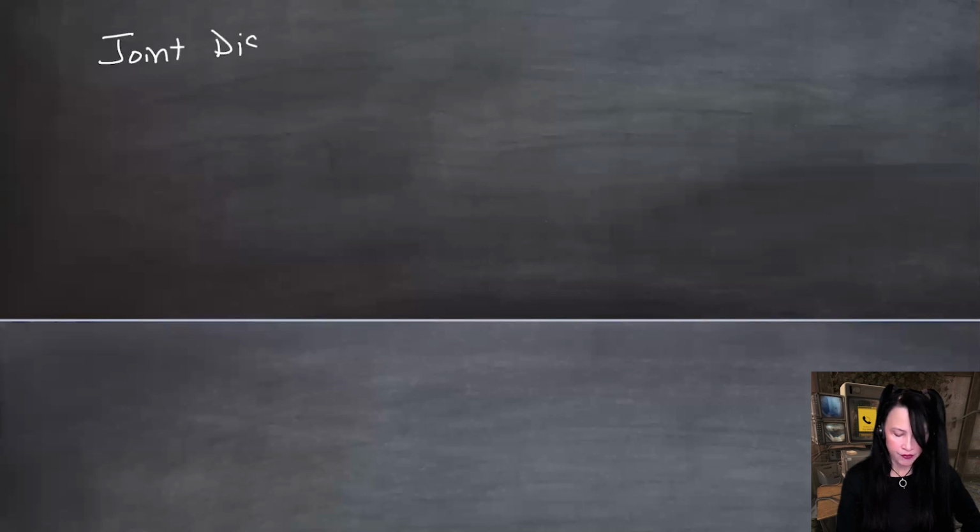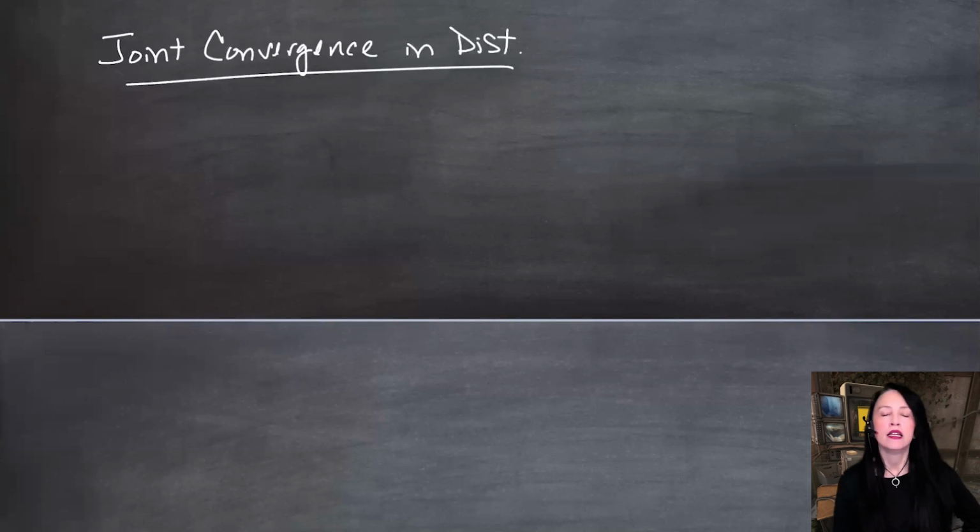We're not going to use too much of this, but we do need it right now to prove a very exciting upcoming theorem. Joint convergence in distribution. So usually convergence in distribution is about CDFs, and this is about joint CDFs.